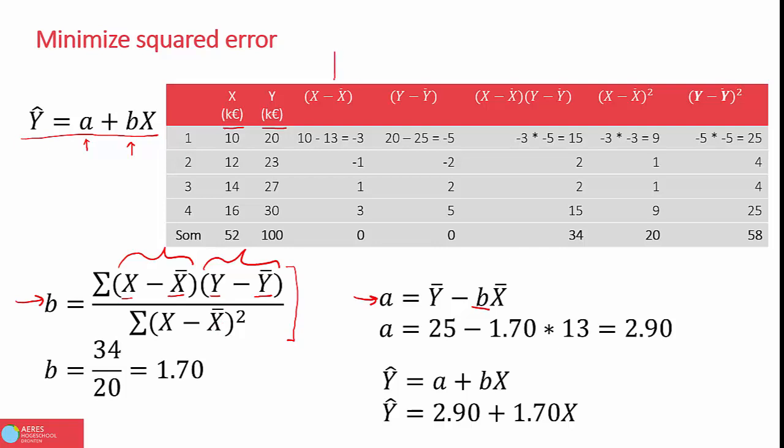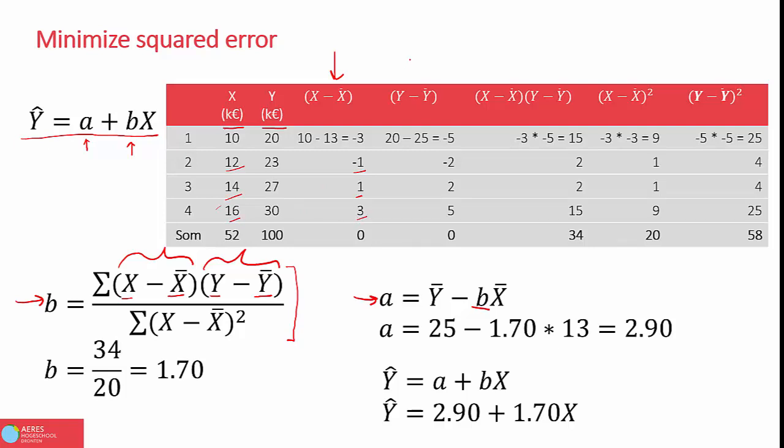Here we have x minus x average. So we have the values of x, 10, 12, 14, 16. Adding them up gives us 52. Dividing it by 4 gives us our average, which is 13. 10 minus 13 gives us minus 3. 12 minus 13 gives us minus 1. 14 minus 13 gives us 1. 16 minus 13 gives us 3.